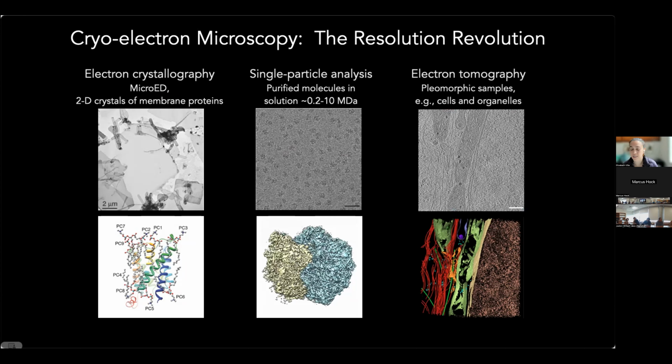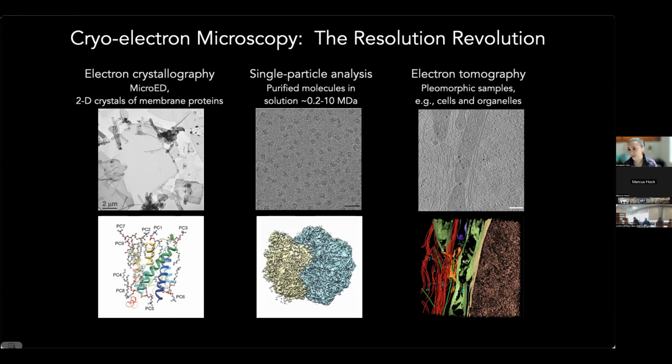Then you have also electron crystallography, where if you can make crystals, you can actually use the microscope in diffraction mode. You shoot it, it diffracts electrons in particular orientations, and you can also interpret 3D structures of molecules.